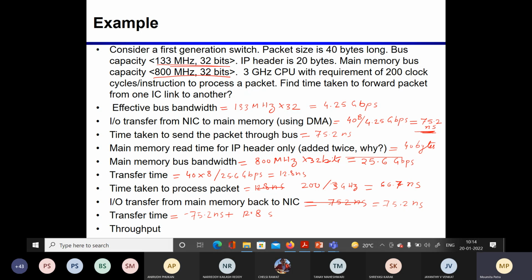Yeah. Okay, so how much is the transfer time? 229 point something. 0.6 nanoseconds. So 40 bytes divided by 229.6 nanoseconds. How much is it coming out?